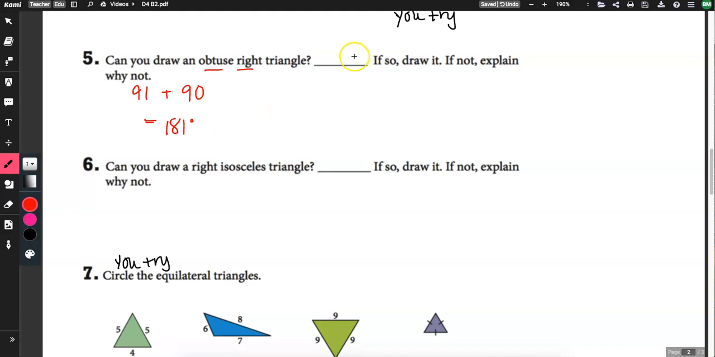So that would not be possible. Okay, an obtuse angle has to be more than 90, it cannot equal 90. So no, we cannot draw that type of triangle, right? Because there's no room for the third angle.